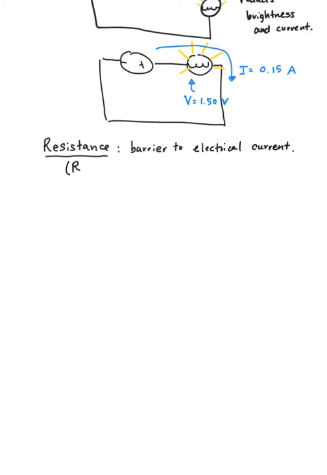Resistance, which we'll give the symbol R, has units of ohms, O-H-M-S. We're going to use the Greek letter omega to symbolize ohms. Omega looks like a horseshoe.